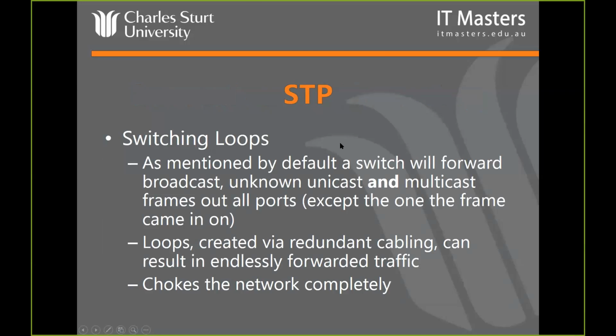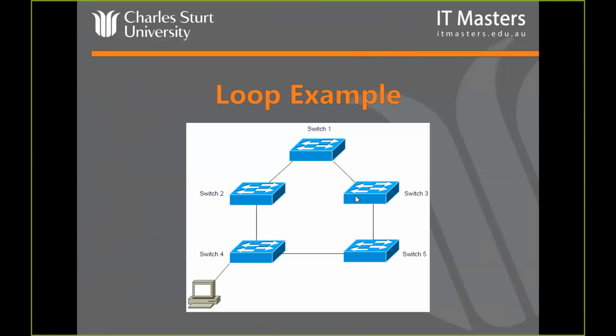So now, spanning tree. Switching loops. As mentioned, by default the switch will forward broadcast, unknown unicast, and multicast frames out all ports except the one in which it came in on. So we know that. Loops can be created via redundant cabling and therefore may result in endlessly forwarding traffic, which then chokes the network completely. So we use spanning tree to prevent that from happening.